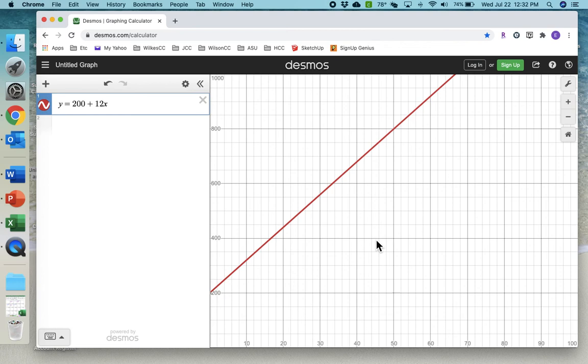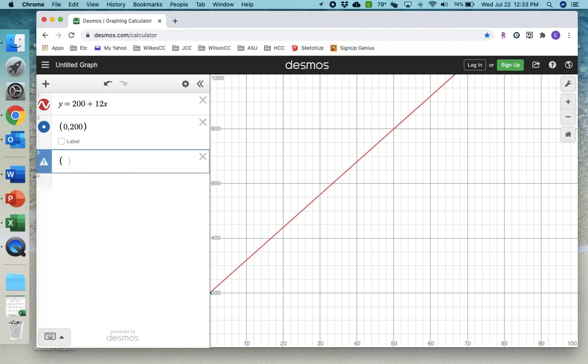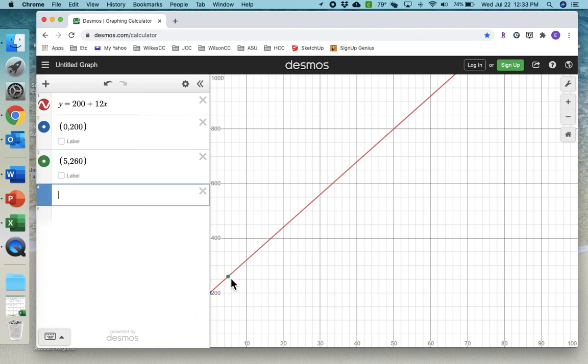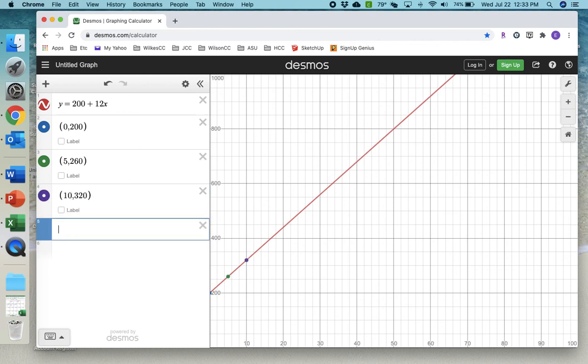And so you can see your graph here. You can also plot points like we did on part C with this program if you like. All you got to do is input the points. So (0, 100). And of course that one was already there. Then we had (5, 60). And you can see where that's graphed now. And if you click on it, it'll tell you what the point is. And then we had (10, 320). So there's those 3 points on there so far.